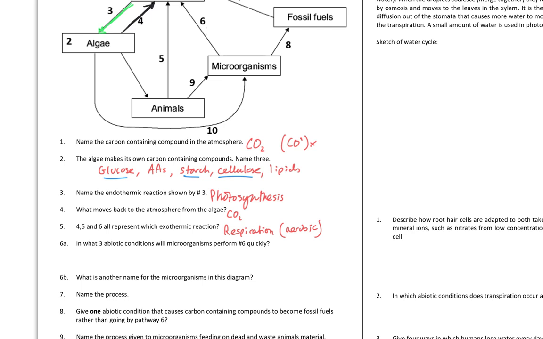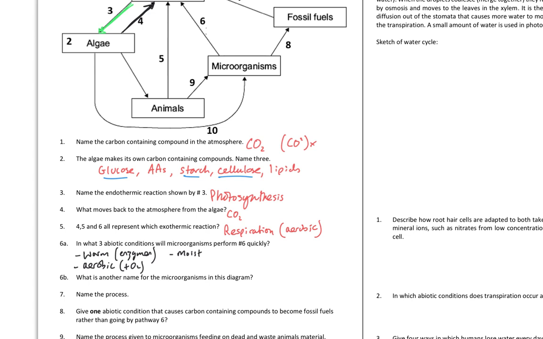6a, this is on the microorganisms bit. What 3 abiotic conditions will microorganisms perform 6 quickly? Well, they like it warm. Think enzymes. They want it aerobic, as in plus oxygen for aerobic respiration. And they want it moist, which allows diffusion. So those are the 3 main ones: warm, moist, and aerobic. You could argue a neutral pH as well, but those are the 3 in the syllabus.